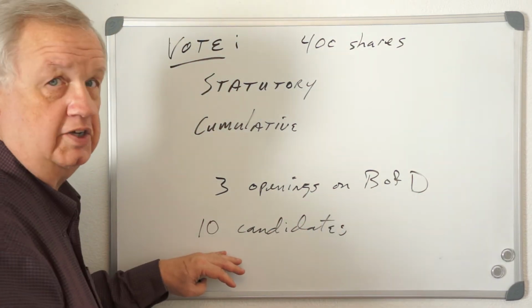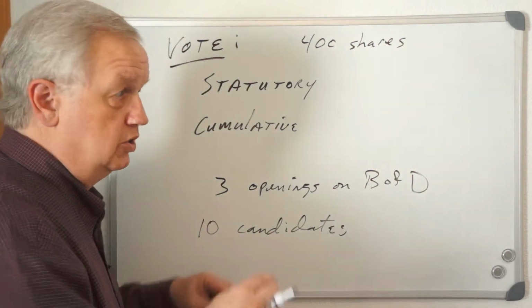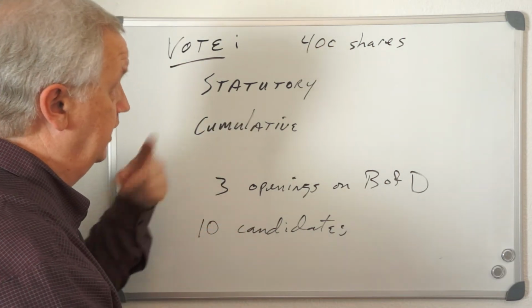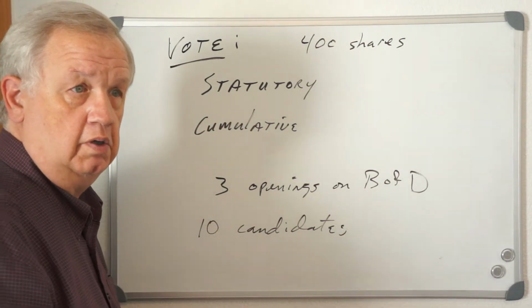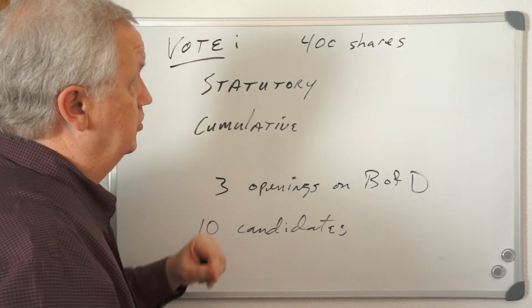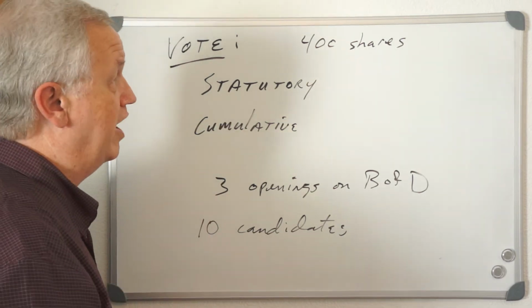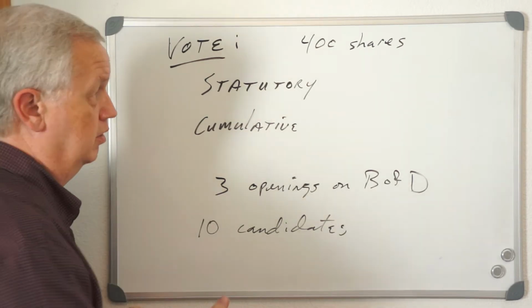Of these 10 candidates, you get to elect 3. So the top 3 vote getters are going to get in on the board of directors. You have 400 shares. You have 400 votes here.